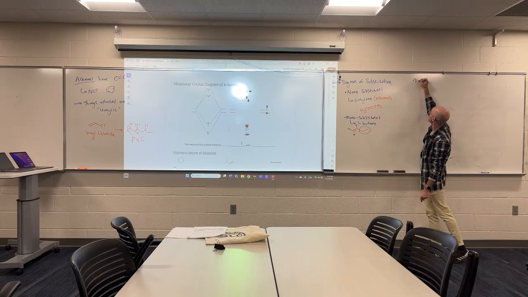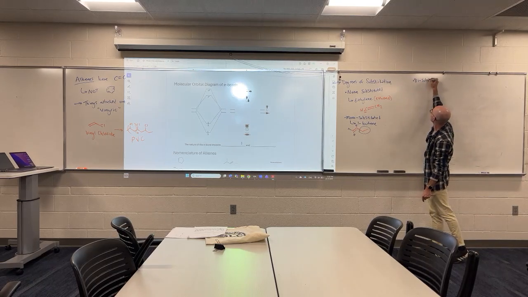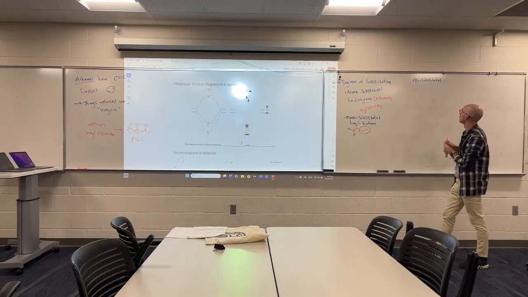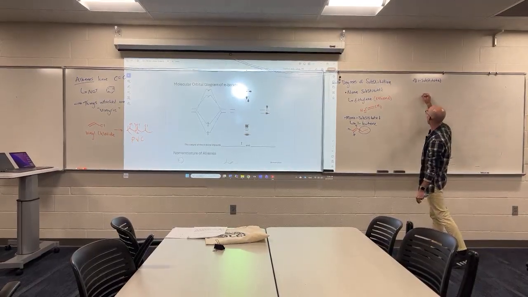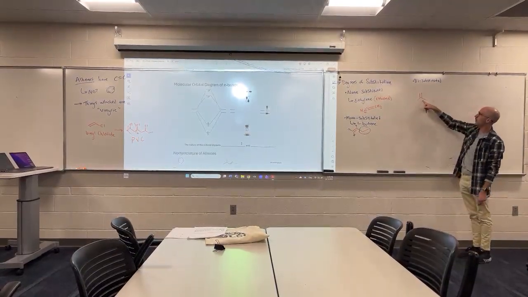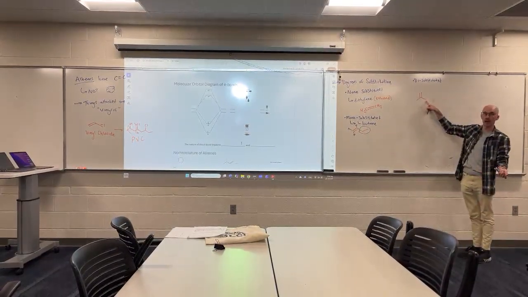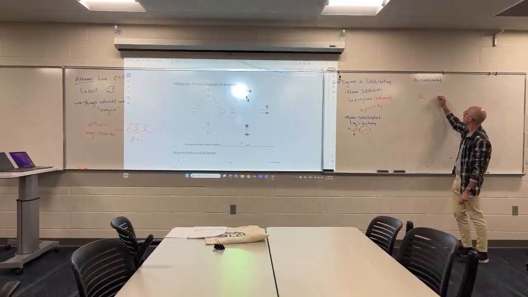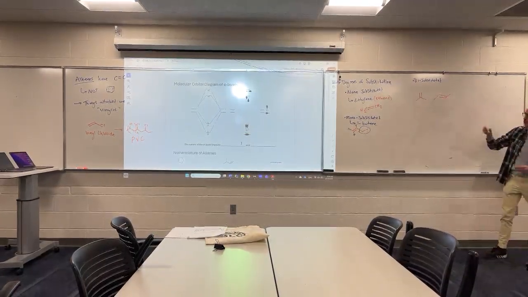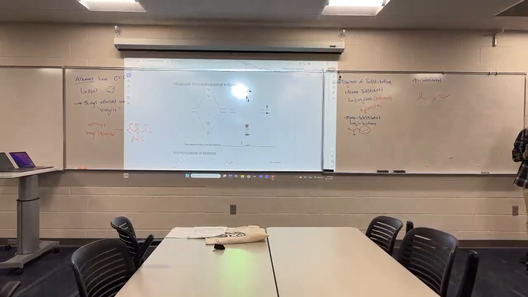At di-substituted, we actually get two different versions. We can have a version that has two carbon groups coming off of the same carbon of the alkene, and we can have a version that has one carbon group coming off of each.